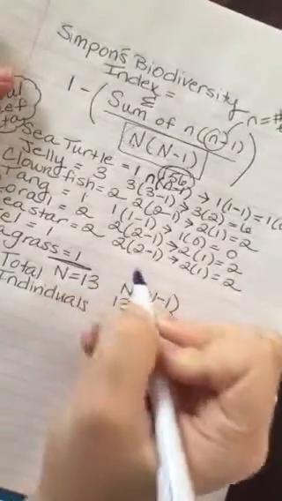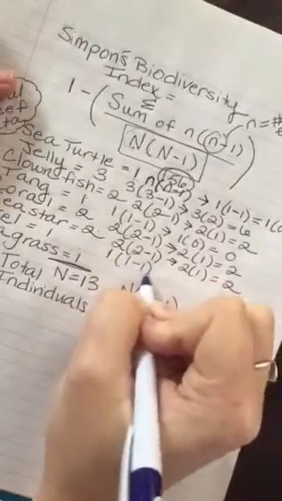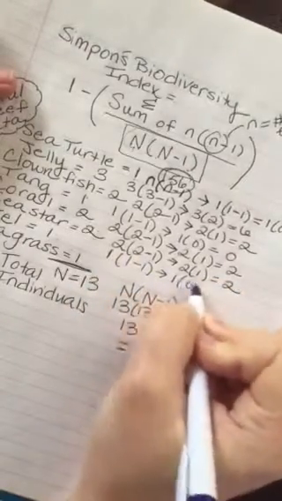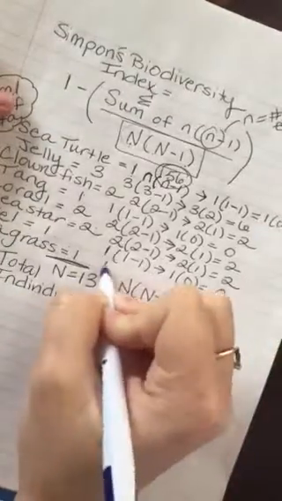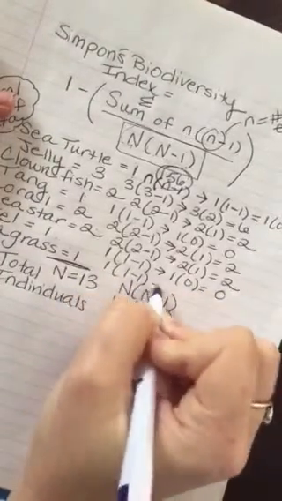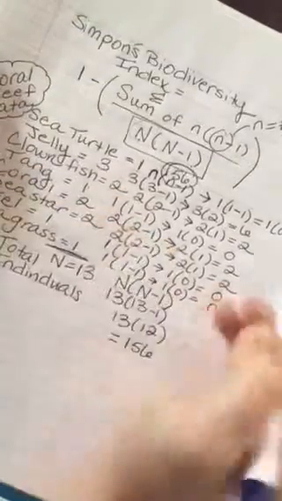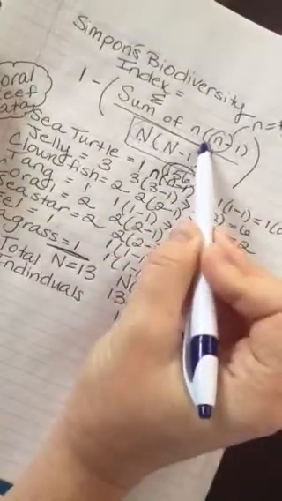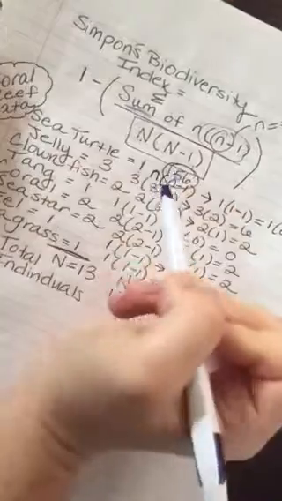And last we've got our eel, and we have seagrass too. So 1 minus 1, that is 1 times 0, 0. And then our seagrass, last but not least, 1 minus 1, which is 1 times 0, and 0. So now we've got all of our n times n minus 1. We've got this part, but now we need to take the sum of that.